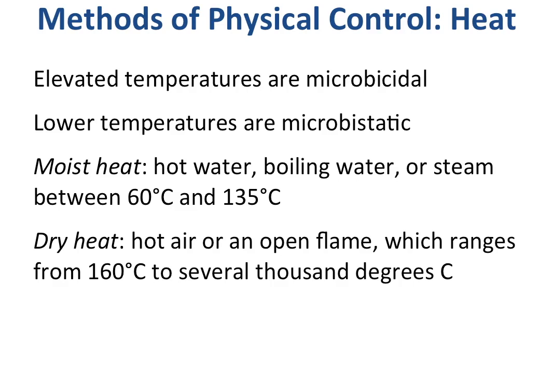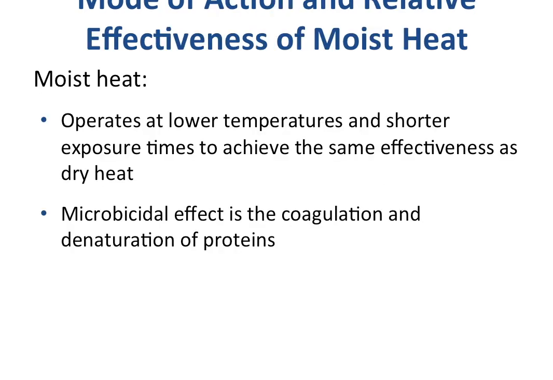Dry heat can reach a high temperature such as 160 or up to several thousand degrees. Okay, several thousand degrees. So we can choose different temperatures based on the material we need to sterilize. Moist heat can actually achieve the same effectiveness as the dry heat.